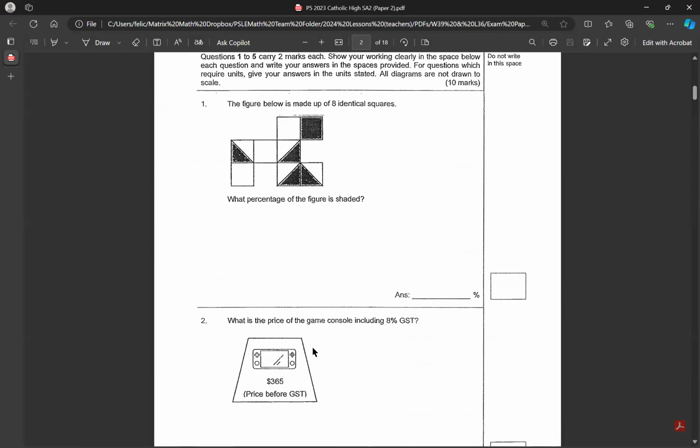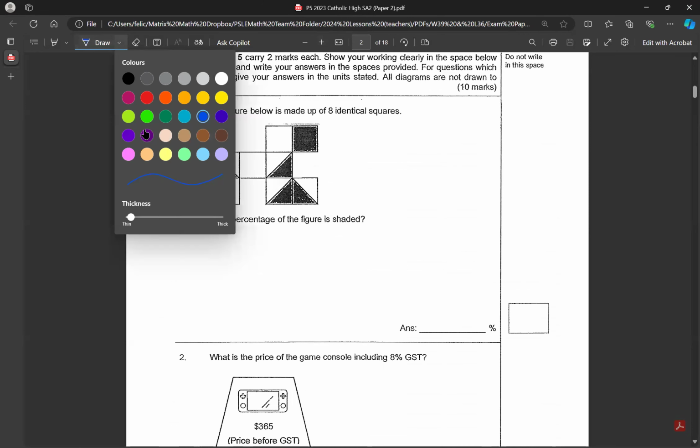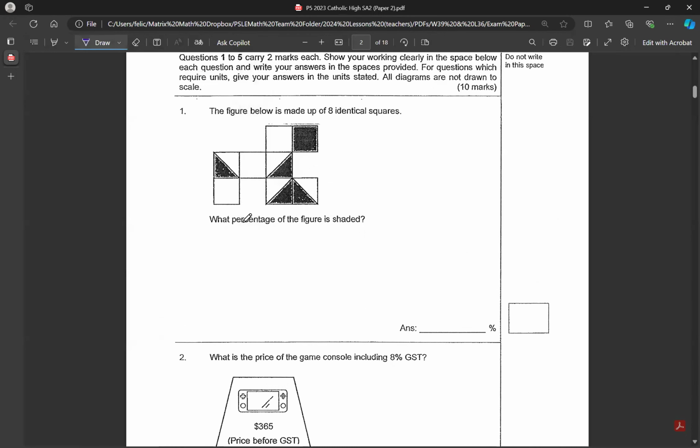So let's begin. Okay, question 1, the figure is made up of 8 identical squares. So what percentage of the figure is shaded? Alright, so when the question asks for percentage that's shaded, your priority is to create a fraction first. So imagine the question says what fraction of the figure is shaded. Put it that way. Okay. So we're going to calculate the fraction.